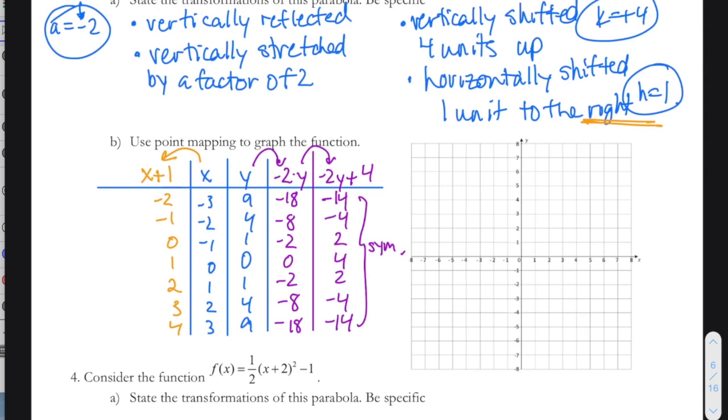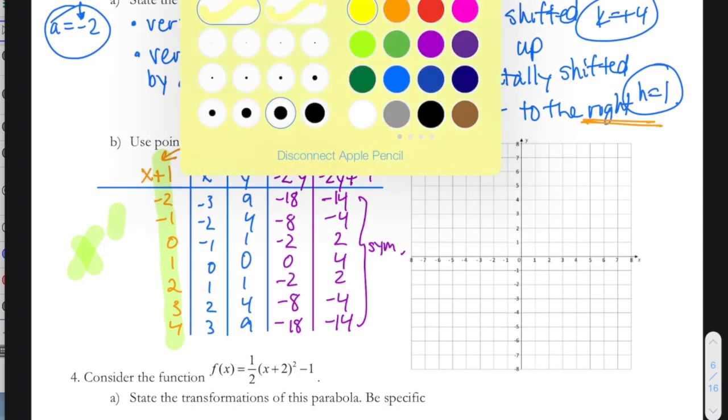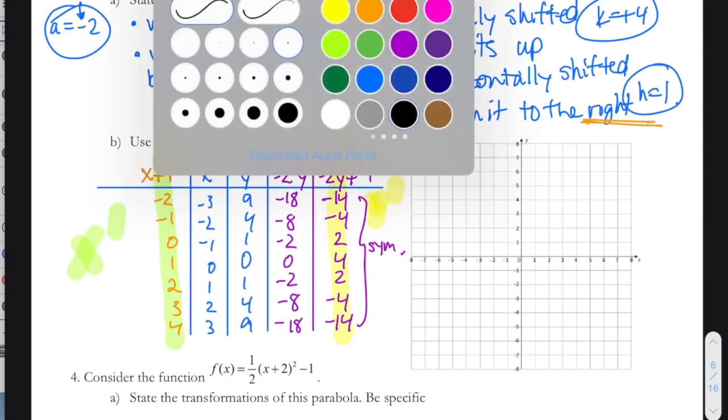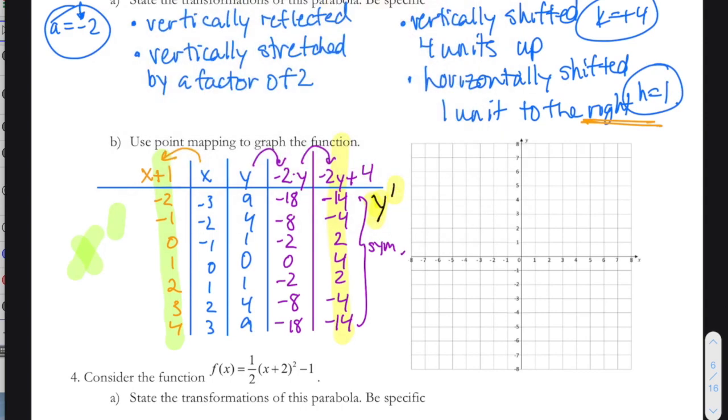Okay guys, so this is what I have called x prime, and this is what I have called y prime. Maybe that looks better.